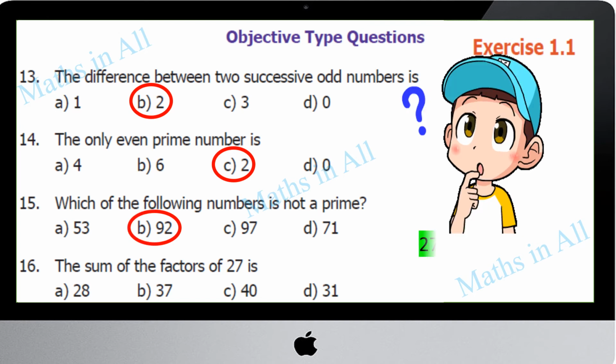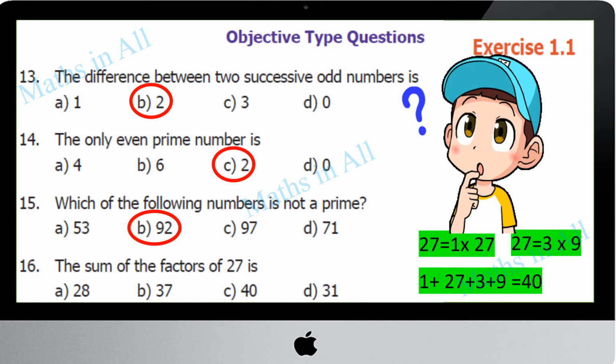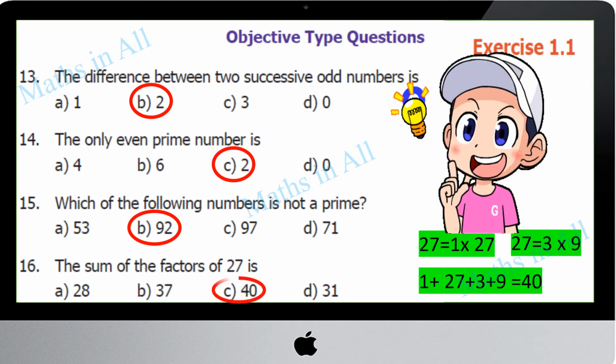16th. The sum of the factors of 27. Yes, 1 into 27 is 27. Then what? 3 nines are also 27. Clear? Then we have to find the sum of the factors. Now we are going to add all these factors. Clear? Okay. 1 plus 27 plus 3 plus 9. Yes, 40 is the answer. So sum means we just add all these factors and get 40. So 40 is the correct answer. I think you can understand, it's an easy way.